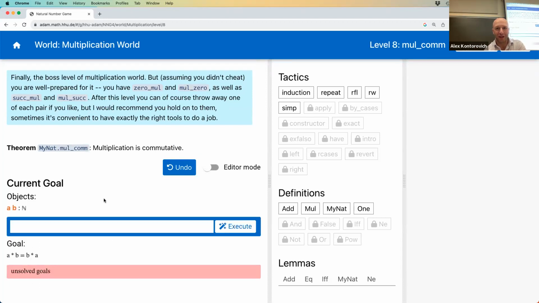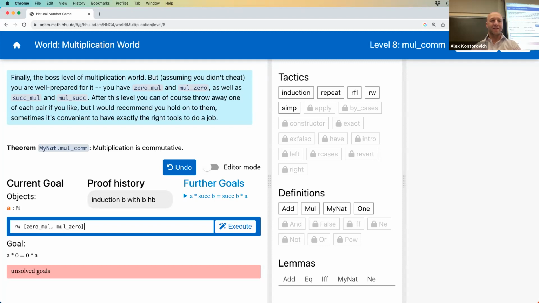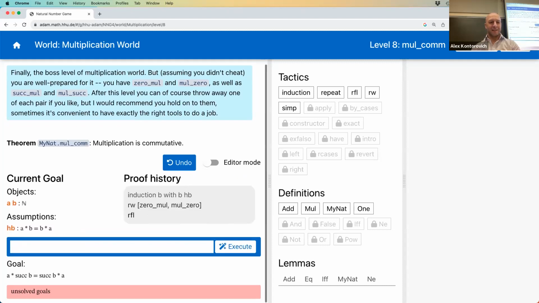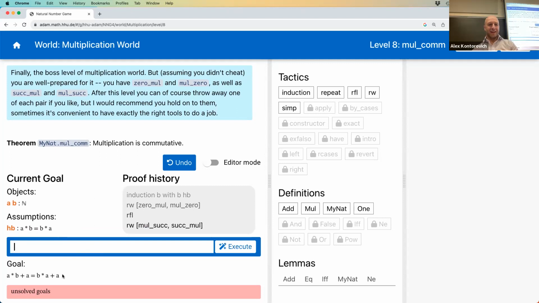Is that it for multiplication? Oh, and now multiplication commutes. Okay, induction on B with BHB. Rewrite mul_zero and zero_mul. Rfl. And now what? Rewrite mul_succ, succ_mul. That gives us that. We have the induction hypothesis that multiplication flips. Rewrite the induction hypothesis. And now we're done.